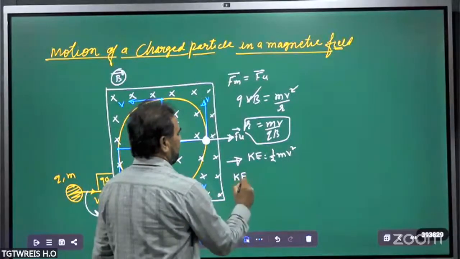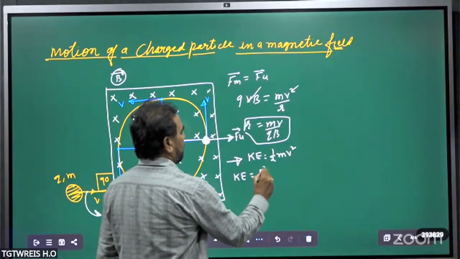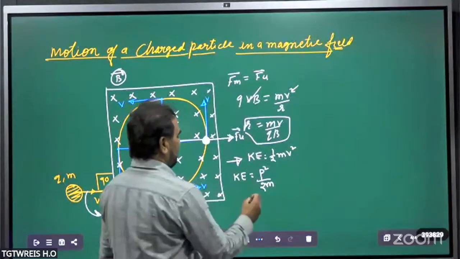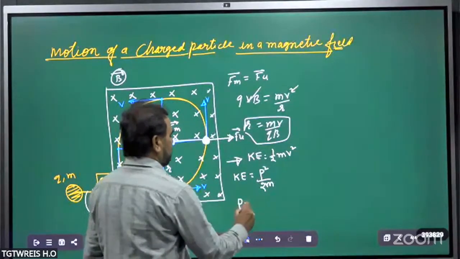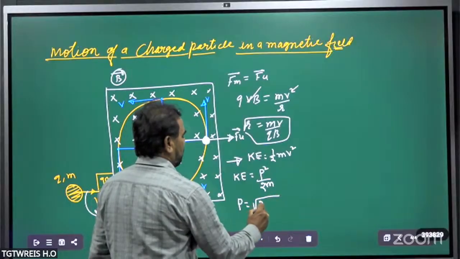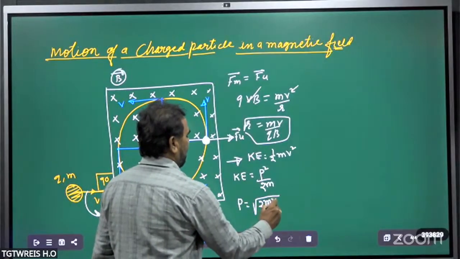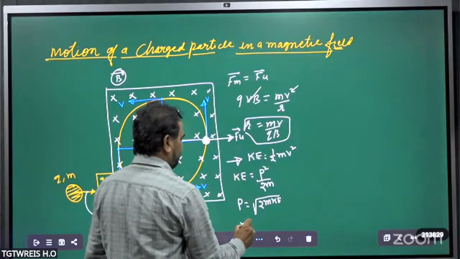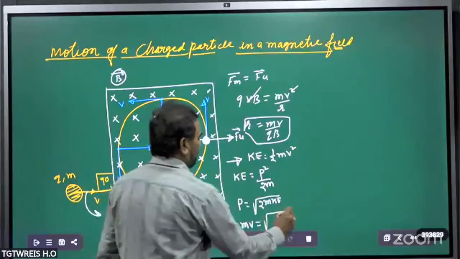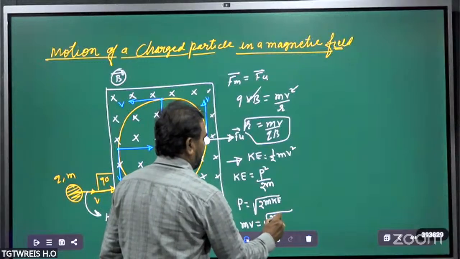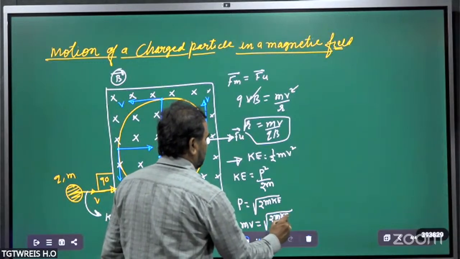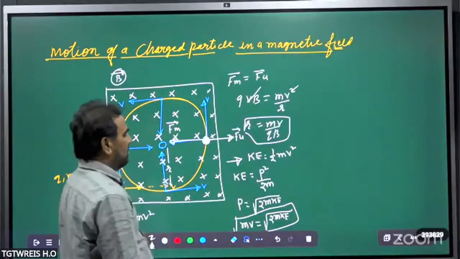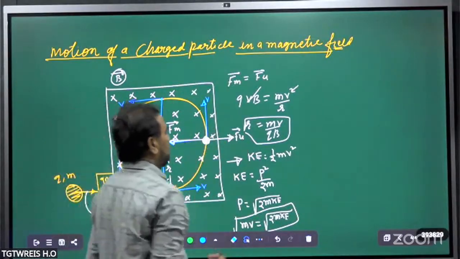K is equal to p square upon 2m. Therefore, p is equal to root over 2m KE. That is, what is the p? P is nothing but mv, which is root over 2m into KE. Now this value, substitute in this equation.